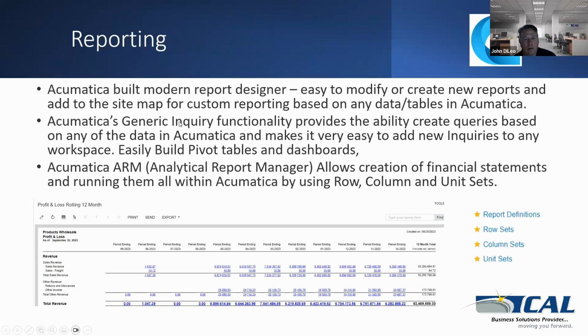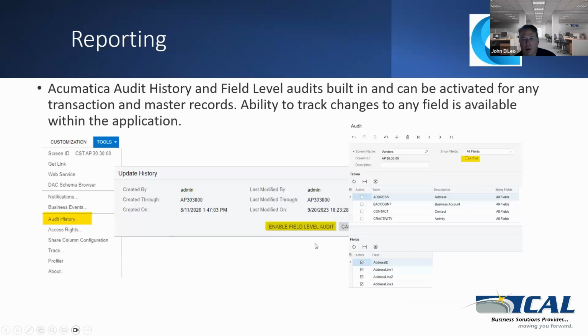We've talked about generic inquiries and analytical reports. Again, audit history. Here would be an example of turning on that audit history, and we can add auditing of the address details to say, anytime someone changes that, I want to know who changed it and when, what it was, and what it is now.